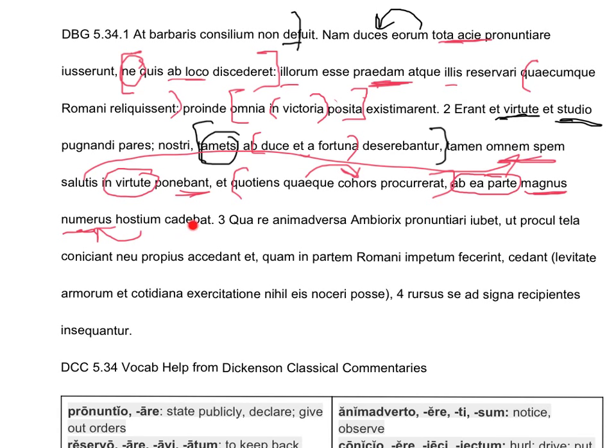What are we expecting now? Cadebat. If we're talking about how brave our guys are, every time some of them ran to a certain place and did something, what would the enemy do? Cadebat. That would be to fall down, probably dead.